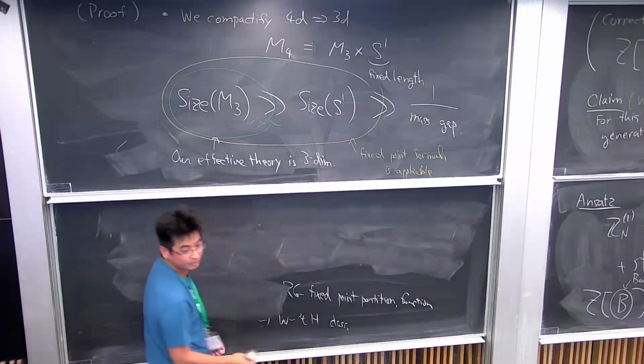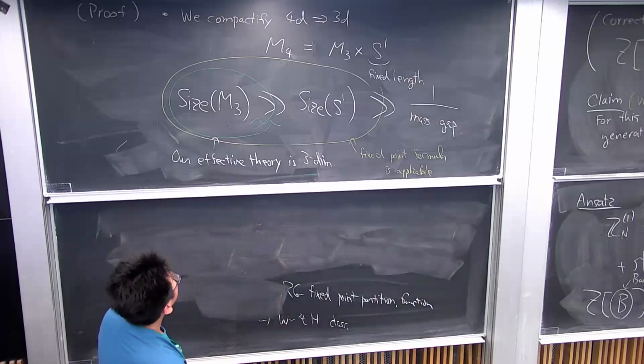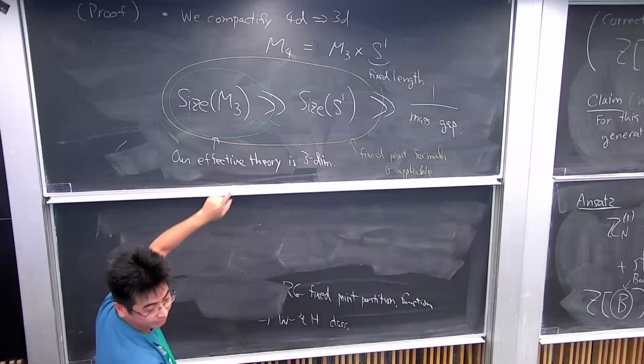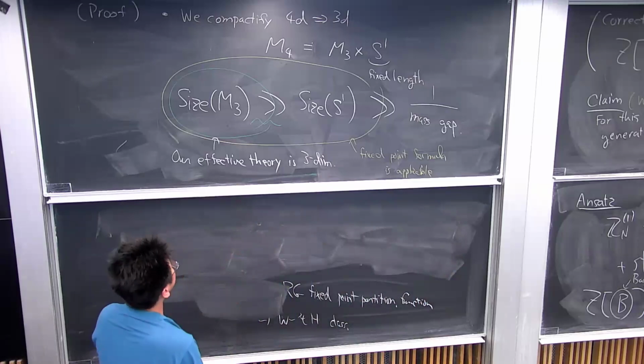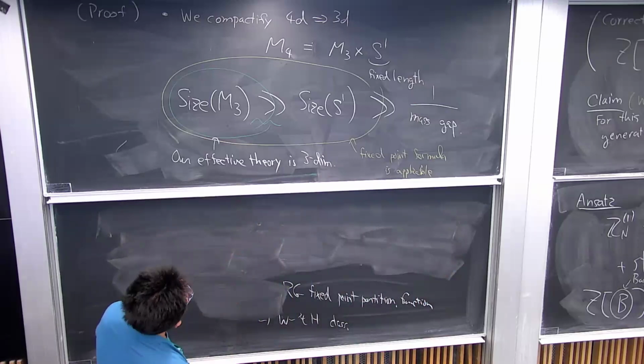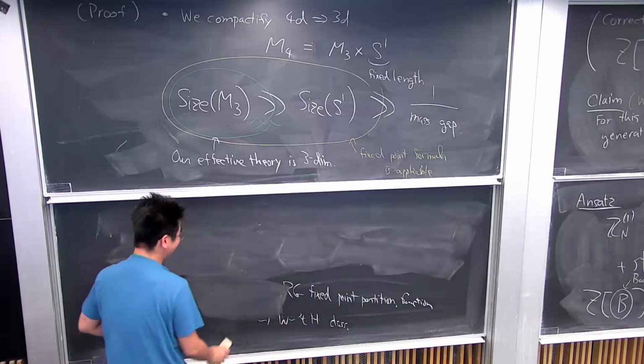Are you assuming anything on the topology of M3? Here, M3 can be arbitrary. Yeah, the topology of M3 can be arbitrary. S3 is okay, maybe S2 times S1 or T3 or something. Interesting, yeah.